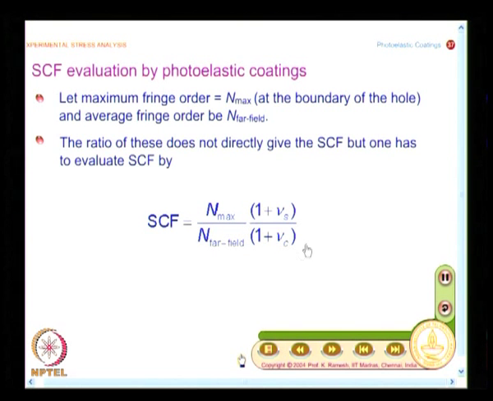So, you have to be very careful when you want to find out SCF in photoelastic coatings. You should also put in this correction factor. This comes from the mismatch of Poisson's ratio.